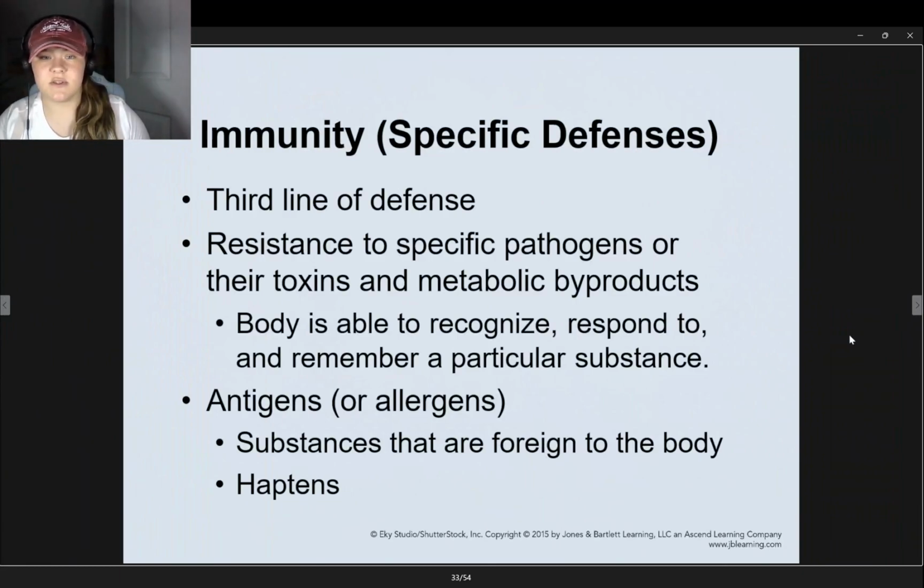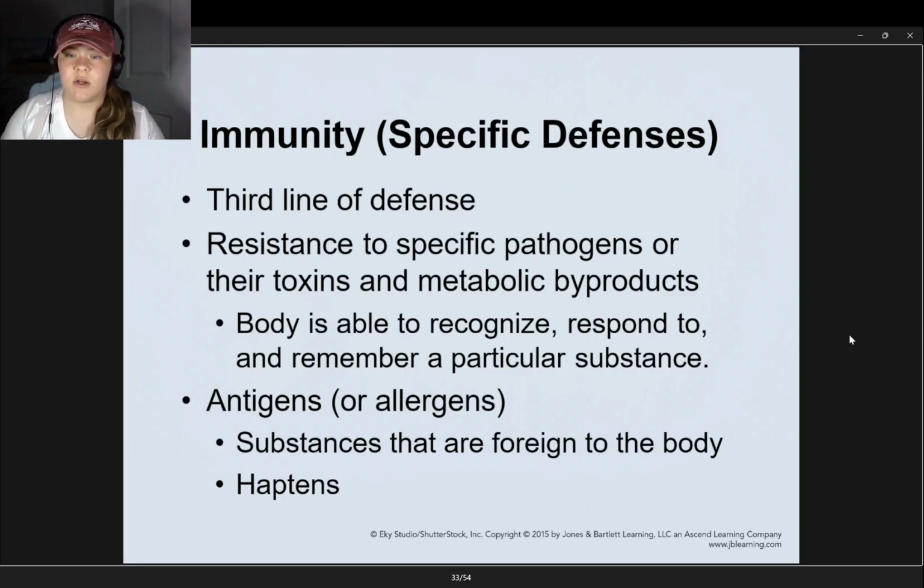For specific defenses, it's our third line of defense: resistance to specific pathogens or their toxins and metabolic byproducts. Our body is also able to recognize, respond to, and remember a particular substance, which is why we have vaccines. Antigens or allergens are substances that are foreign to the body, haptens as well.